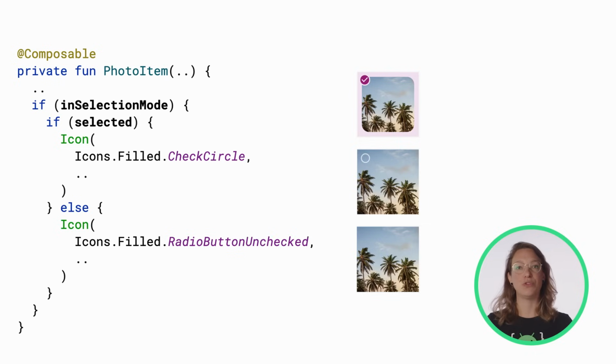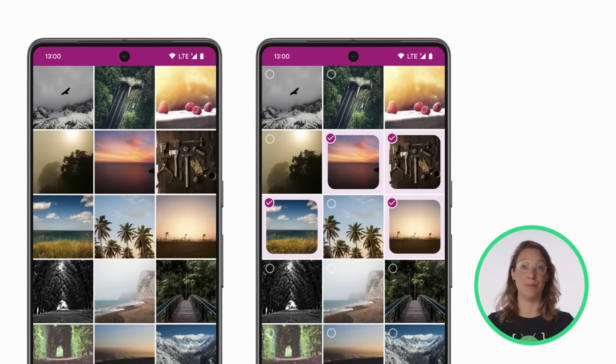When in selection mode is true and the photo is selected, a check mark is added. If in selection mode is true but selected is false, an unselected radio button is shown. And if in selection mode is false, no icon is shown at all. And with that, we have state management, which is reflected in our UI. Only we're not changing the state yet. And that, of course, is where our gesture handling comes in.